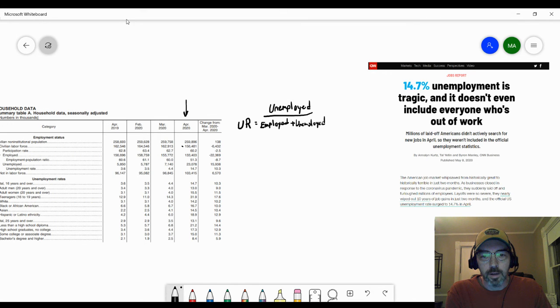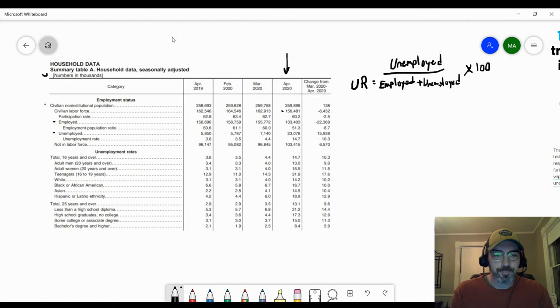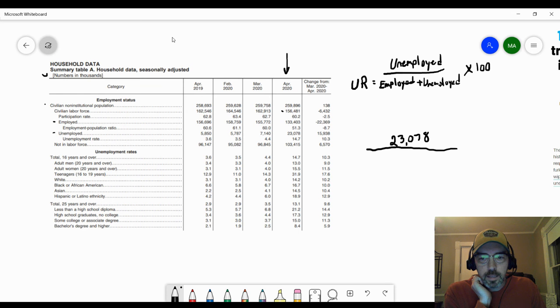So we add those two numbers together. Because if we want it in a percent form, we have to multiply by 100 when we're done, and we'll have the unemployment rate. So let's go ahead and see if we can make this work using the numbers in the table. So we want the number of people who are unemployed. That's 23,078.